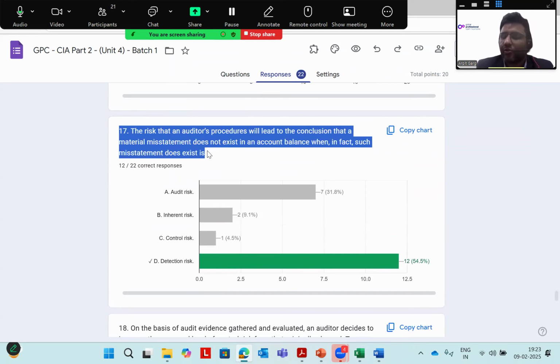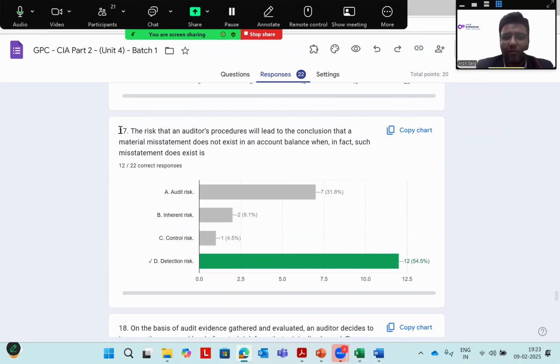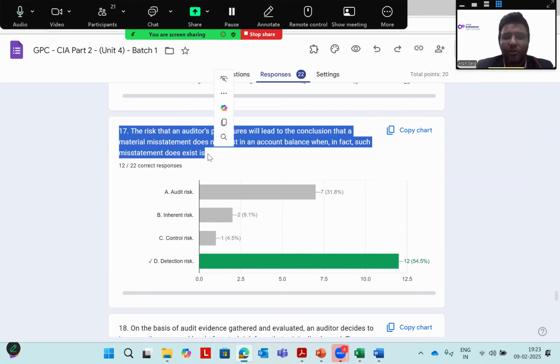Question number 17. Can I request a volunteer who would like to come and read? Any one of you who would like to come and read? The risk that an auditor's procedures will lead to the conclusion that a material misstatement does not exist in an account balance when, in fact, such misstatement does exist is. People, is it an audit risk? Is it an inherent risk? Is it a control risk or detection risk?